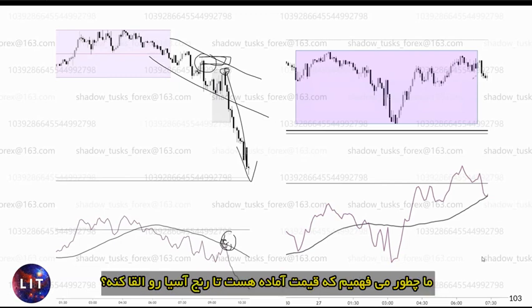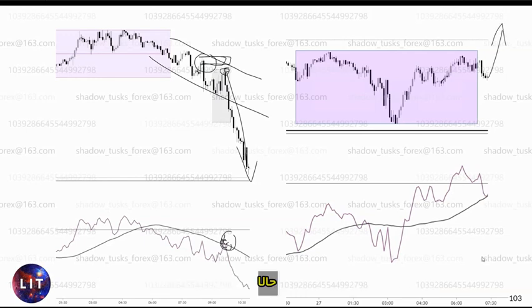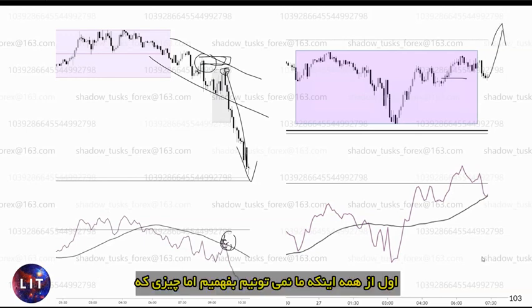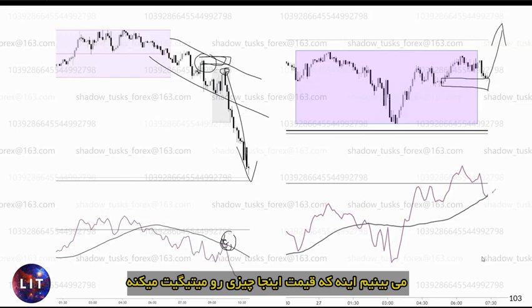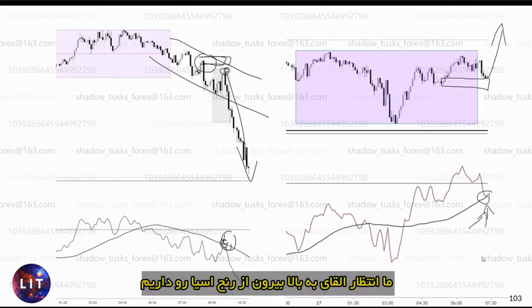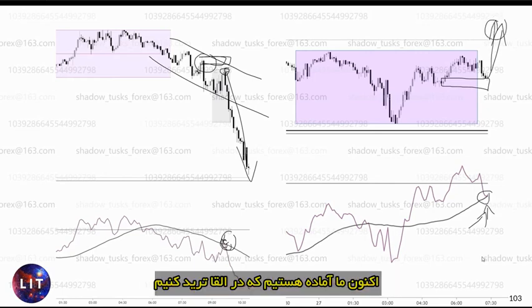Same thing in here. How would we know the price is ready to induce the Asia range now? First of all, we could not know, but what do we see? Price mitigates something in here, touches the equilibrium, points upwards. We expect the inducement high out of the Asia range. So now we're ready to trade into the inducement.